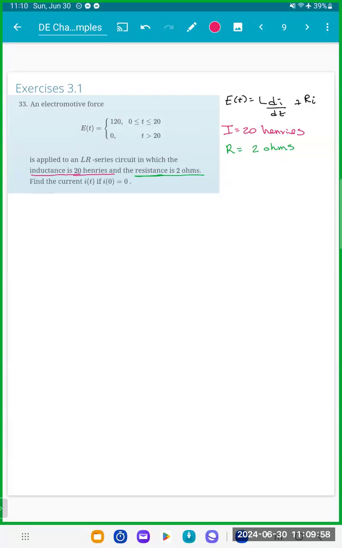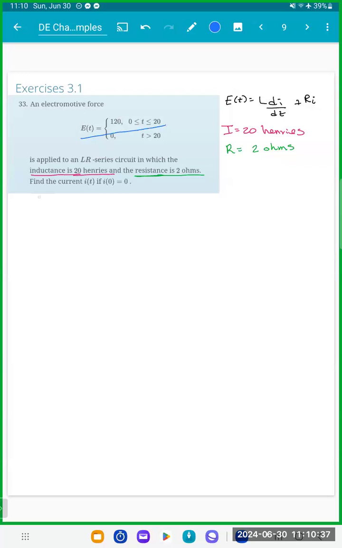All right, so to find the current in this LR series circuit, we want to use differential equations governing the behavior of such circuits, which is based on Kirchhoff's voltage law and Ohm's law. So we solve for the first interval. Our first interval, we'll do in blue, is t between 0 and 20.